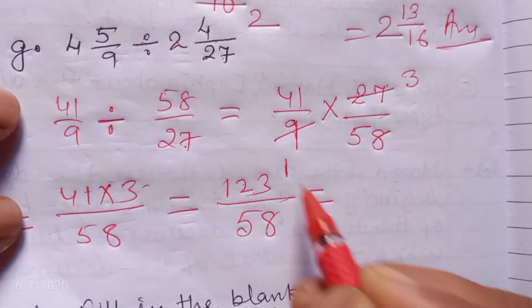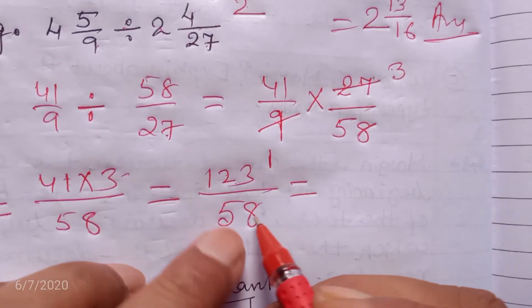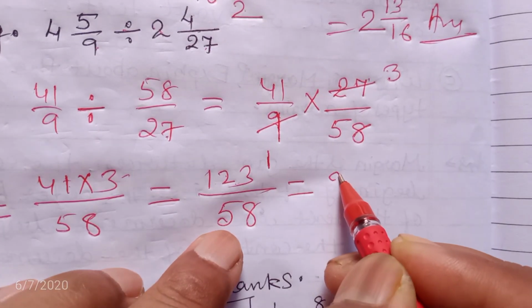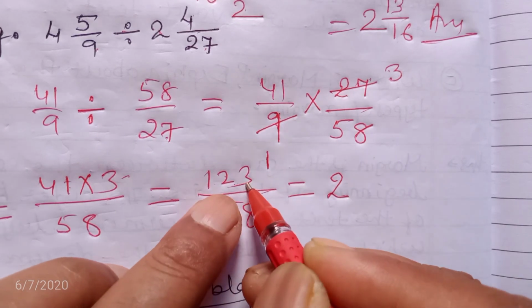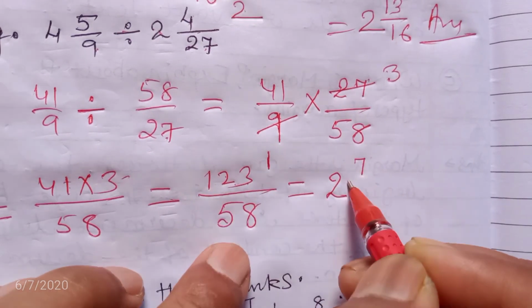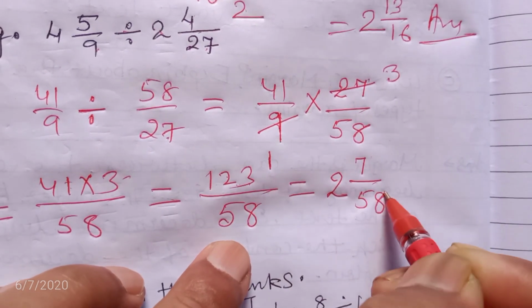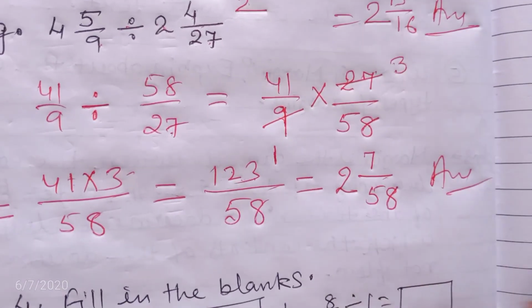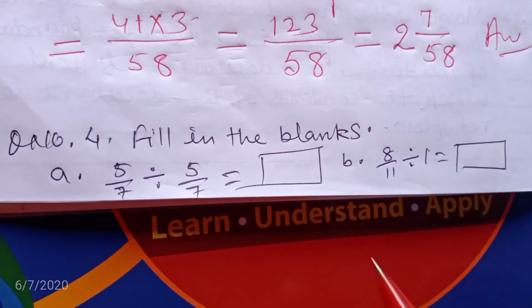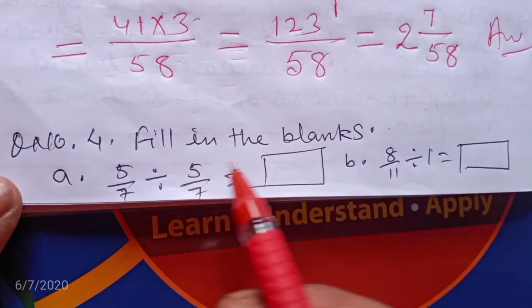You can convert it into a mixed fraction also. 58 twos are 116. 2 times, remainder is 7. So 2 whole 7 by 58 is the answer.